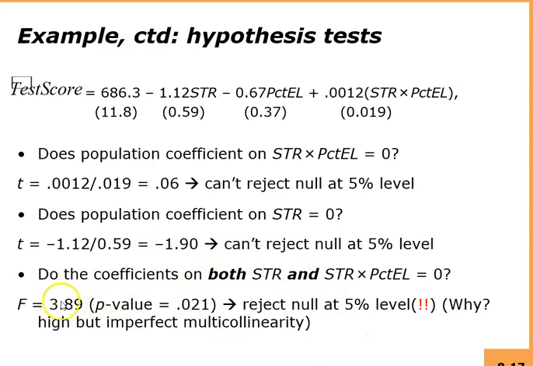When we do that, you'll basically get this f-stat, and this f-stat can be rejected at the 5% level of significance because the p-value comes out to be 0.021. So once again, we are left with the scenario that the null hypotheses for the individual coefficients cannot be rejected at the 5% level of significance, but the joint hypothesis that the two coefficients involving the STR term equal 0 is rejected at the 5% level of significance. And once again, it has to do with high correlation between STR and PCTEL.